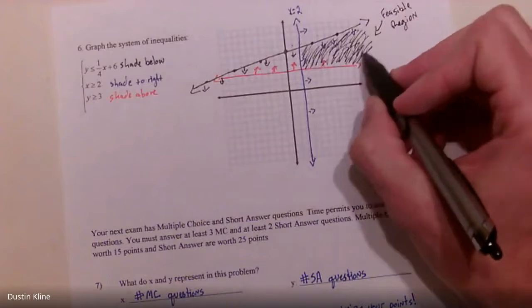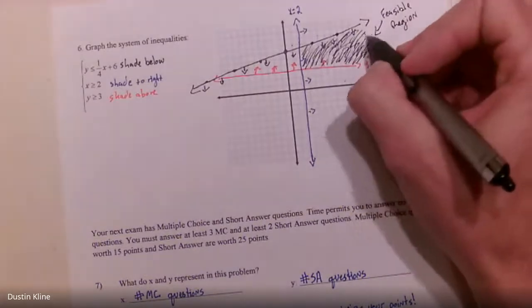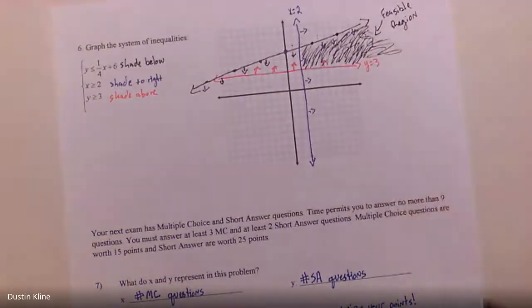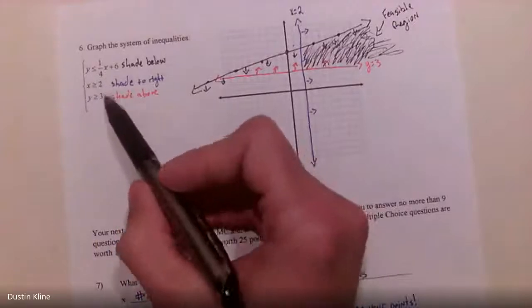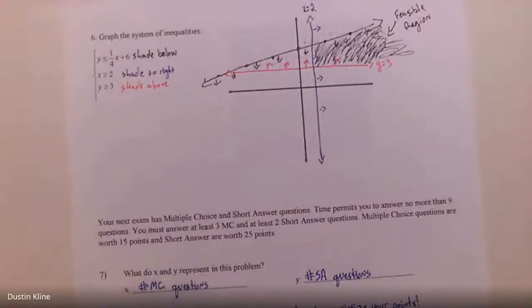Notice it's unbounded going to the right, right? We would keep shading here. There's no constraint that tells us we can't shade this way. And that's just the system of inequalities.